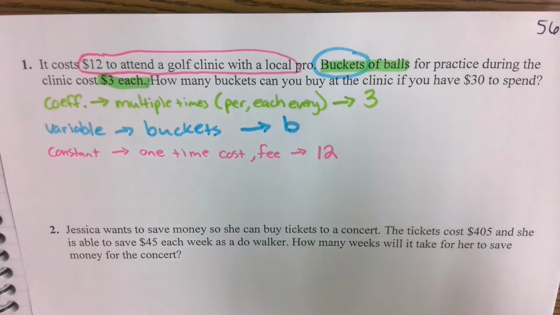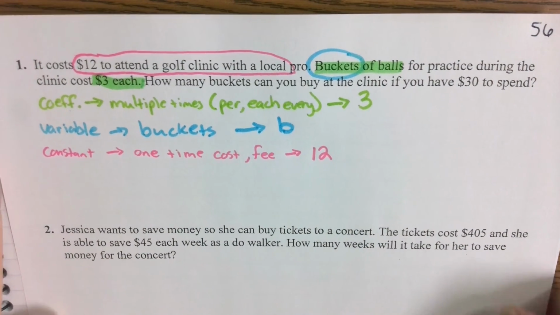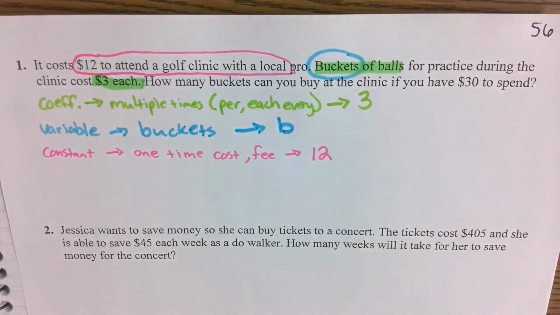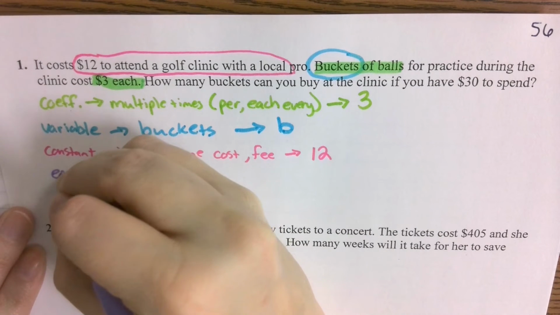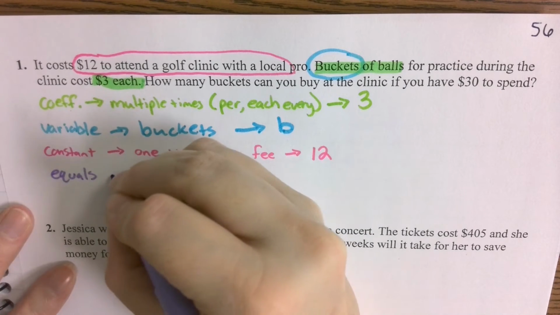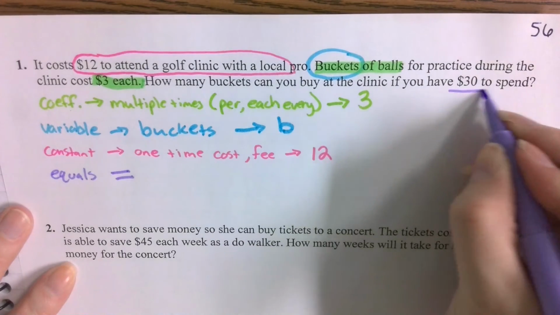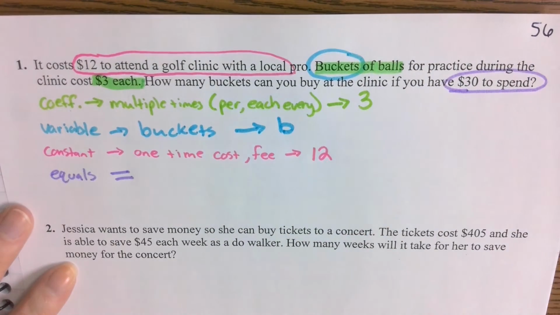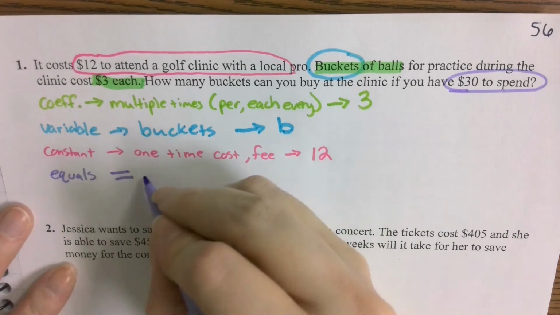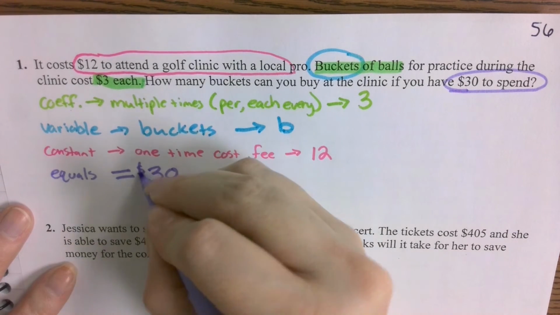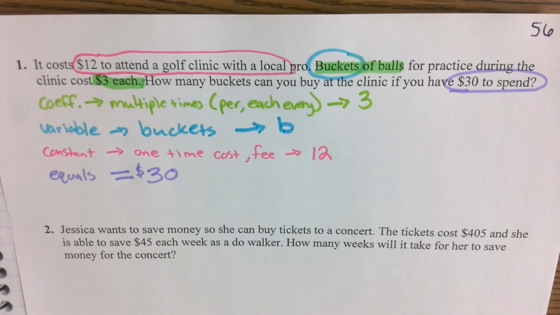Now, all of this is going to be set equal to the amount that I want to spend. So your equals is how much you're wanting to spend. I don't want to go over or under $30. $30 is what I'm going to spend. That's my amount, $30.